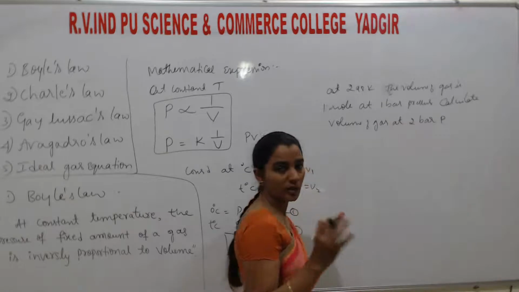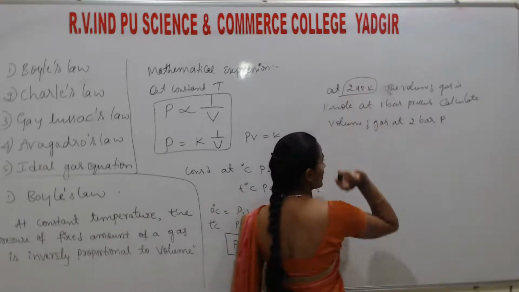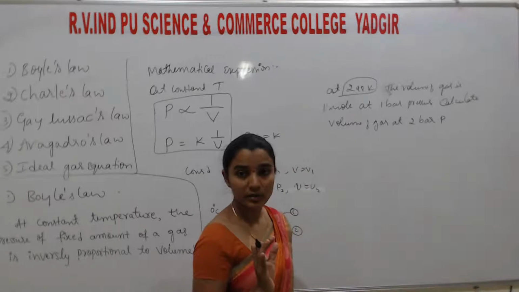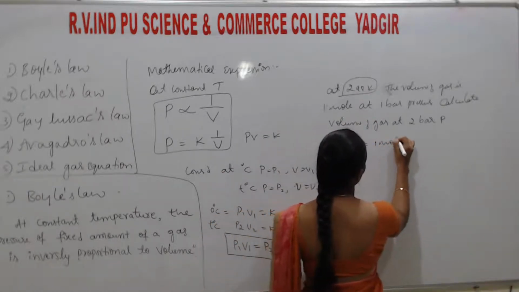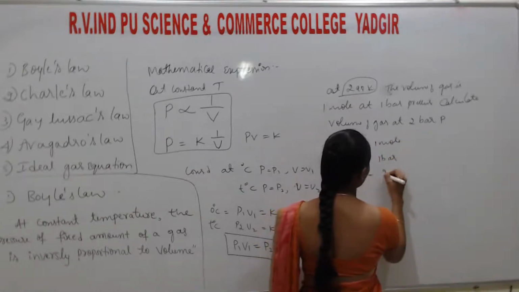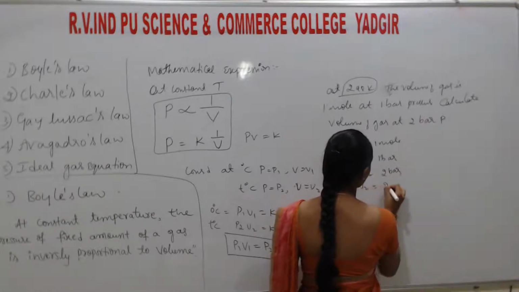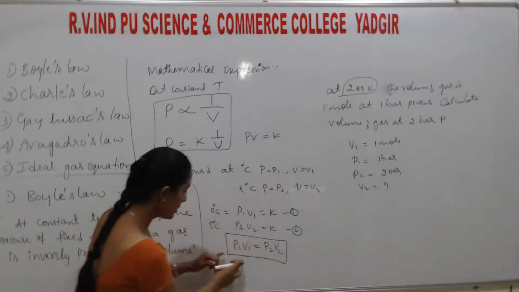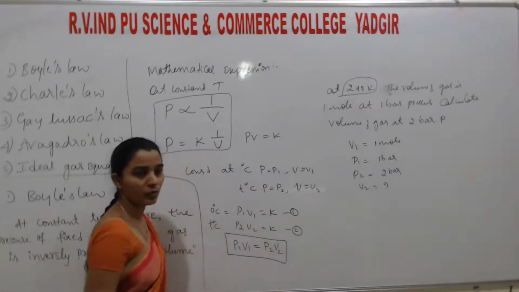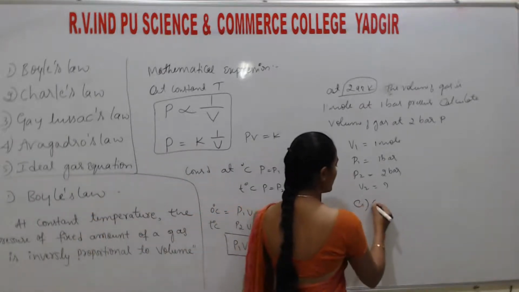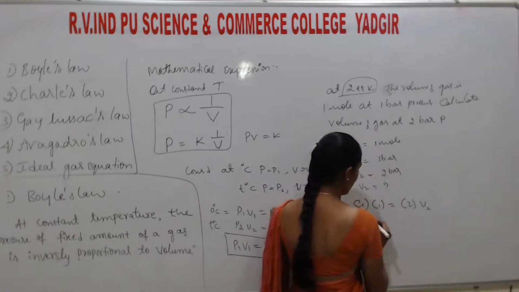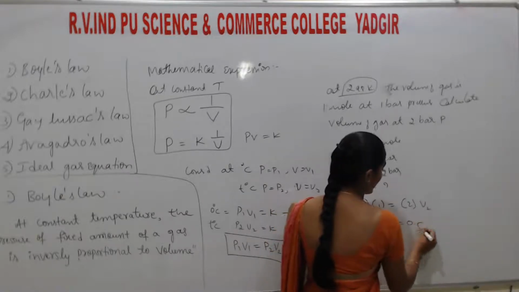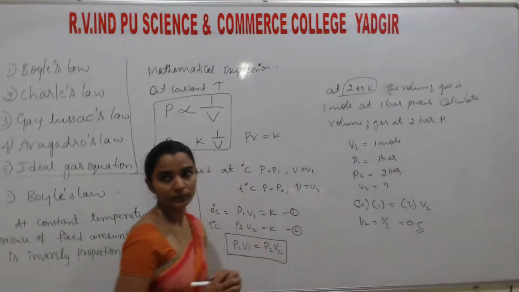Okay, here they given 298 Kelvin, which means this is a constant temperature. This follows what? Boyle's law. Here V1 is equal to 1 mole, P1 is equal to 1 bar, P2 is equal to 2 bar, and V2 we have to calculate. So from P1 V1 is equal to P2 V2 we have to apply. P1 means 1, P2 means 2, V2 means question mark. So V2 is equal to 1 by 2, that is 0.5. This is the way to do the problem.